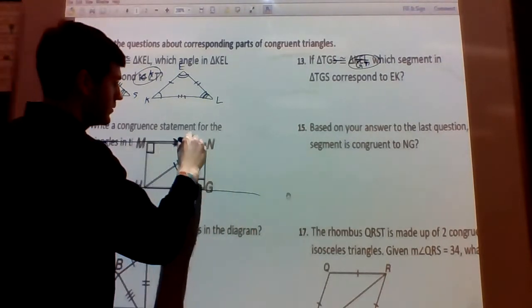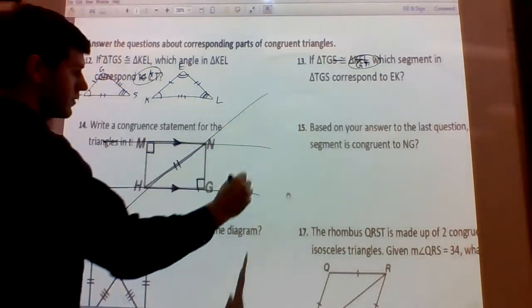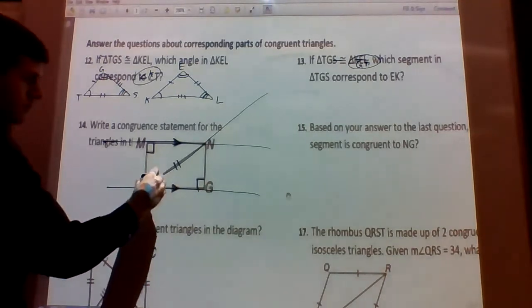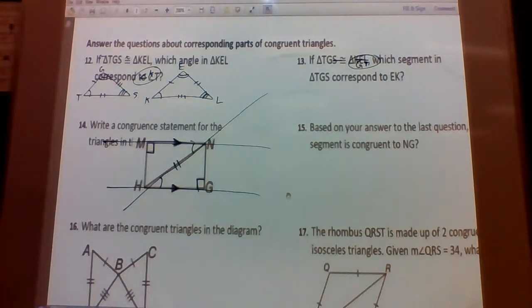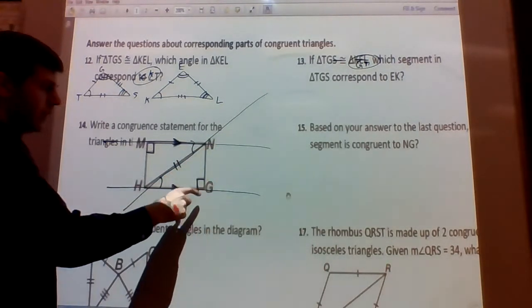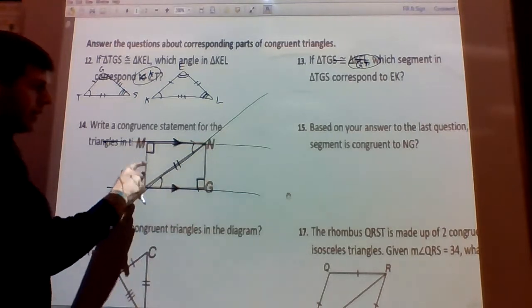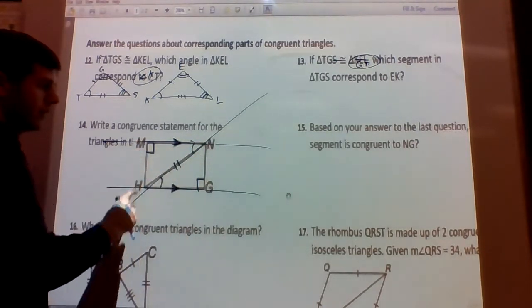Here's our parallel lines. Here's our transversal. Okay, where's our alternate interior angles? Right here. Some of you will make the mistake. You'll say angle HNG is congruent to angle NHM. But these are only congruent if the lines are parallel, right?